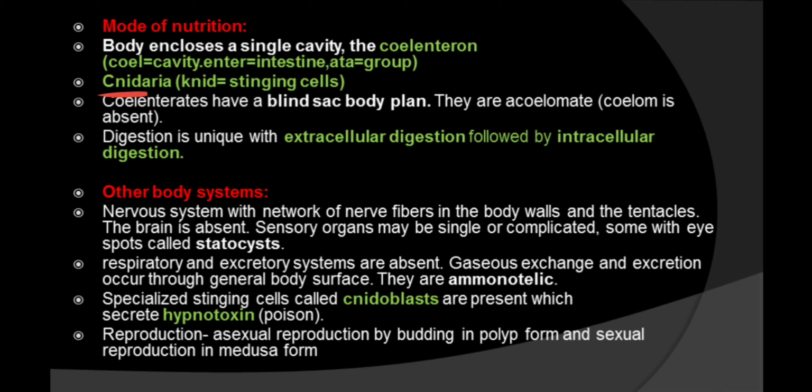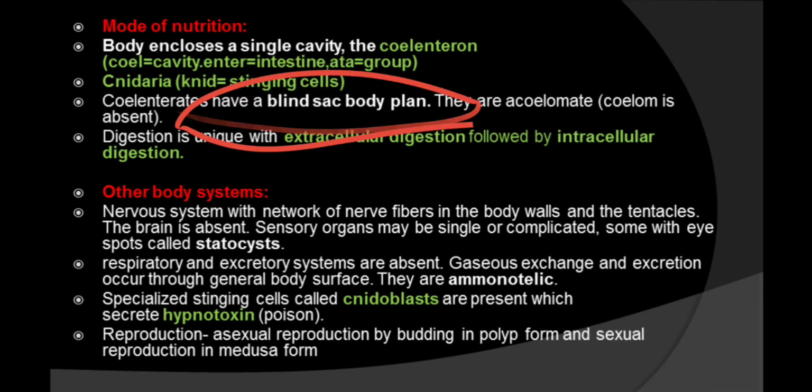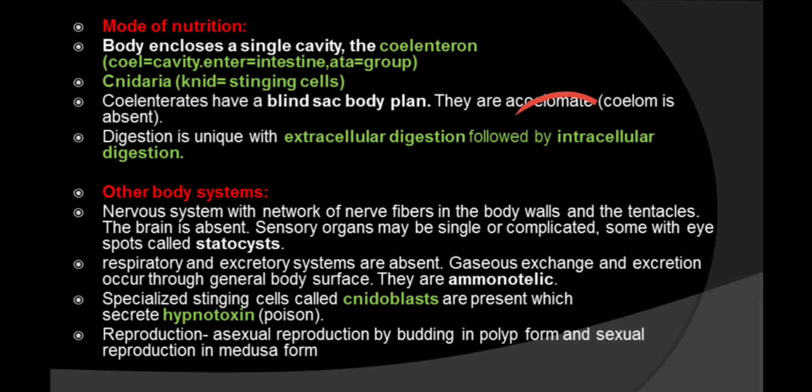Now Cnidaria, because they have stinging cells. Alright, now coelenterates have a blind sac body plan, meaning they have only a single opening through which they take food in as well as eject it out. They are acoelomate animals, coelom is absent. Digestion is unique, with extracellular digestion followed by intracellular digestion.